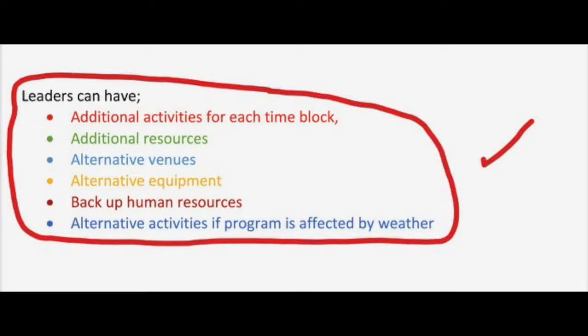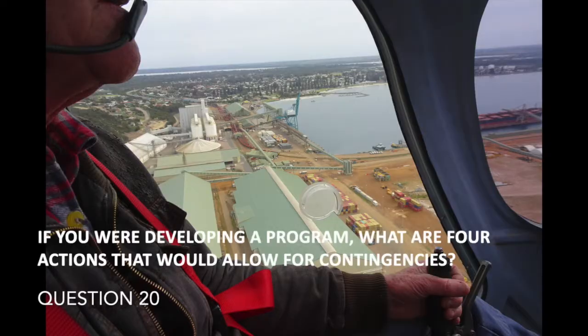Leaders can have additional activities for each time block. You could have additional resources, including additional people. You could have an alternative venue, alternative equipment, backup human resources, alternative activities if the program is affected by weather. Question 20 asks, if you were developing a program, what are 4 actions you could take that would allow for contingencies?